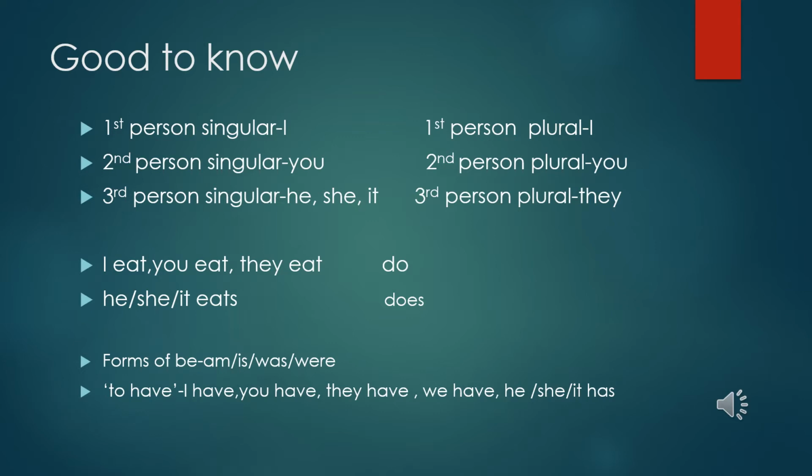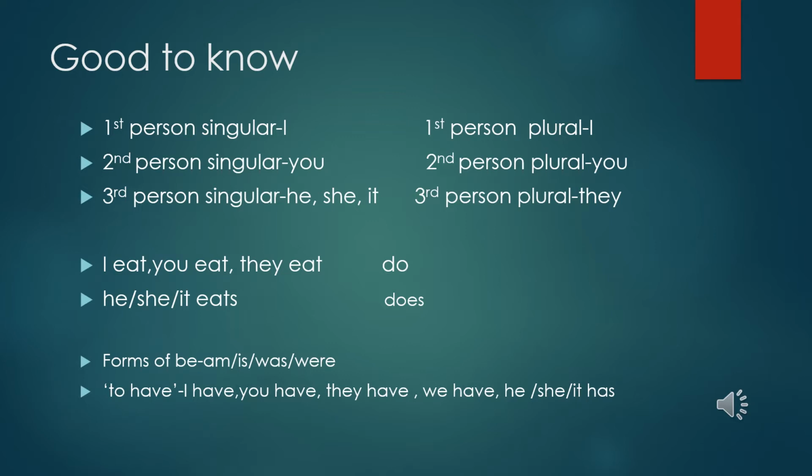It is like I do. We will not say I does, you does, or they does, right? So I eat, you eat, and they eat. That means do plus eat is eat only. Whereas in the present tense, for he, she, it, we add the s form of the verb, that is eats. That is, does plus eat is eats.